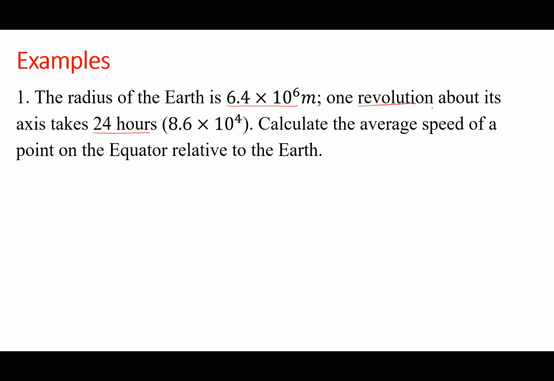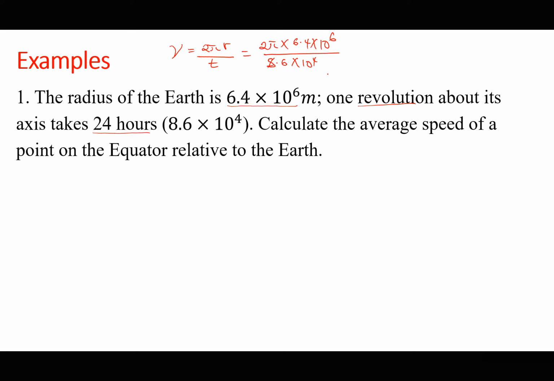So average speed is going to be the total distance divided by the total time taken. So I will write the answer work out here. The average speed, I'll use V for average speed, is going to be total distance, which is going to be the circumference, 2 pi r divided by the time. So the circumference is 2 pi times the radius, which is 6.4 times 10 to the power of 6. Divide by the time, 24 hours, which has been given as 8.6 times 10 to the power of 4, because it takes one revolution, so the time is the time of one revolution.